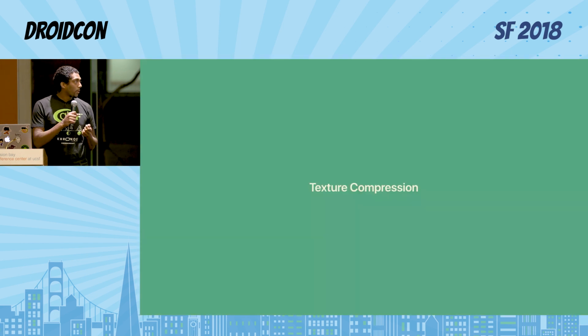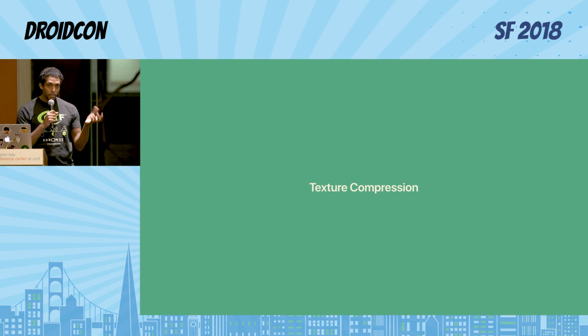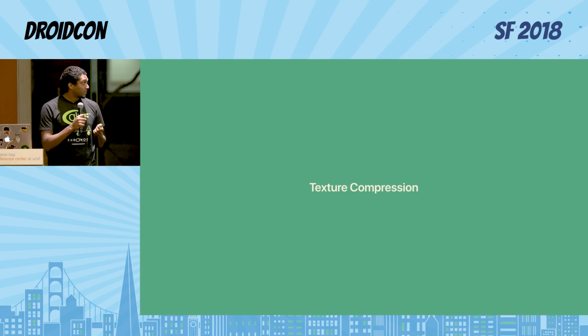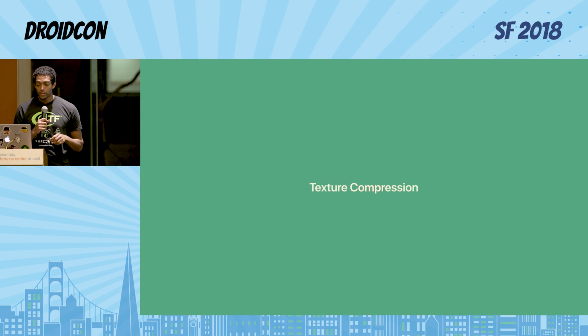Now, another thing that's super important is texture compression. A lot of times when you want to have a mesh be less complex, what you'll do is you'll simplify the mesh, but then you'll still apply high resolution textures so that it still looks decent. So it's super important to also compress the textures.